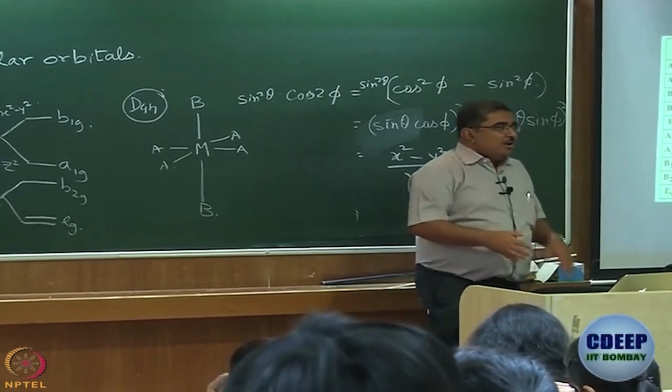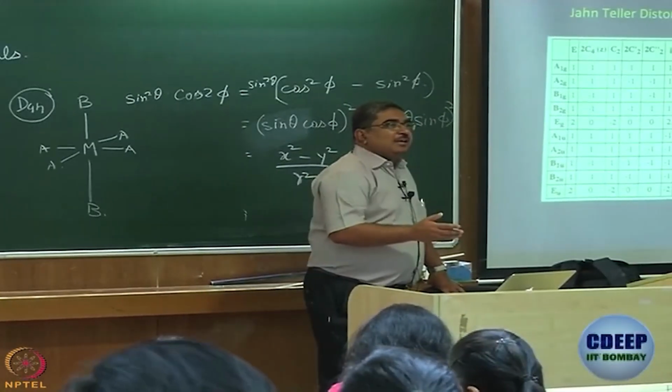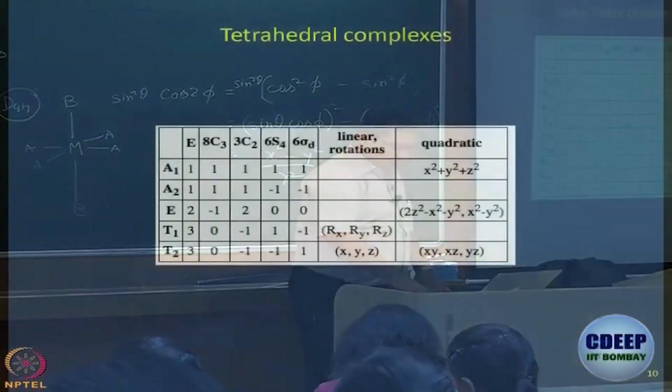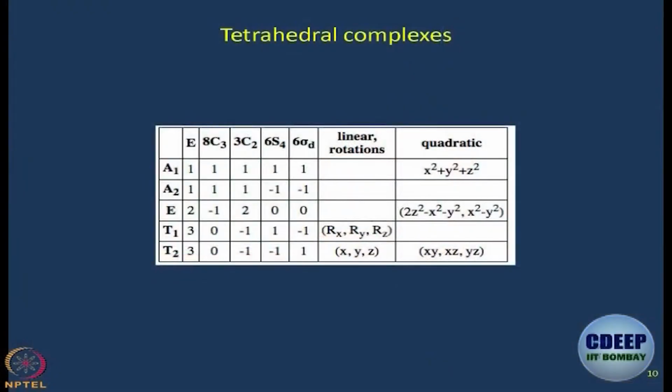Okay. Now, what about your tetrahedral complex? For that, I have to look at the character table for Td. See here, once again, 2z square minus x square minus y square and x square minus y square belong to E. Now, you do not call it Eg because there is no center of symmetry, and there is no need to use 2 also because there is only one 2-dimensional symmetry species, you just call it E, and xy, yz, zx jointly form the basis of T2.